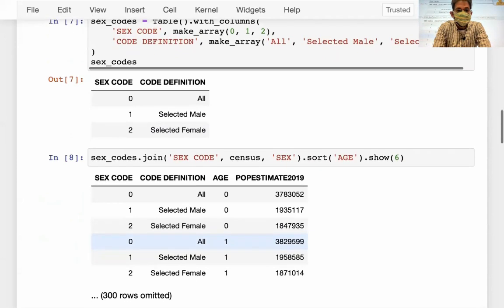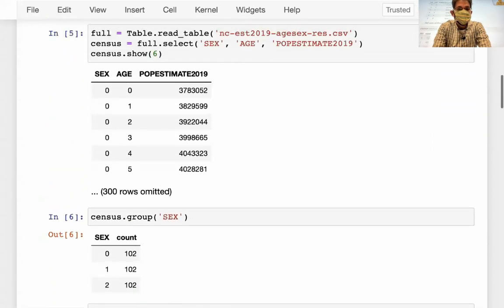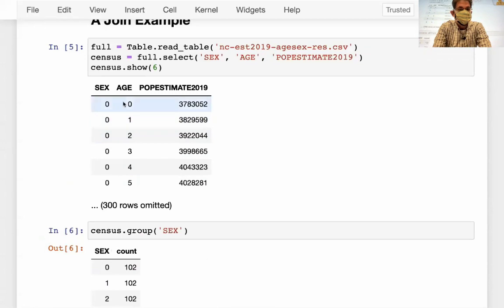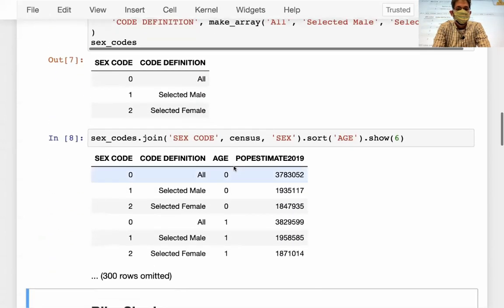and the original census table had 306 rows with sex, age, and population estimate. Now we have, again, 306 rows with sex, age, and population estimate, but also we've annotated each row with what the sex code means. It's just like a very typical use of join, to add a little bit more information about what each categorical variable means, or some property about it.